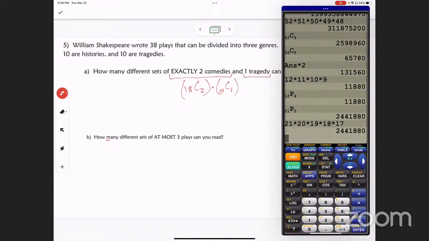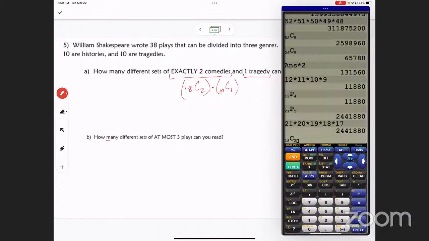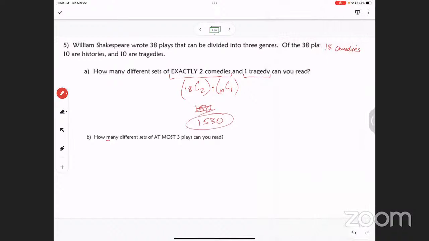18 choose 2 times 10 choose 1. Is that what your answer says? Yeah. 18 choose 2 times 10 choose 1, which is just 10. So it's 1530. That's the right answer? Yeah, that is. Okay, now the last one says, how many different sets of at most 3 plays can you read?